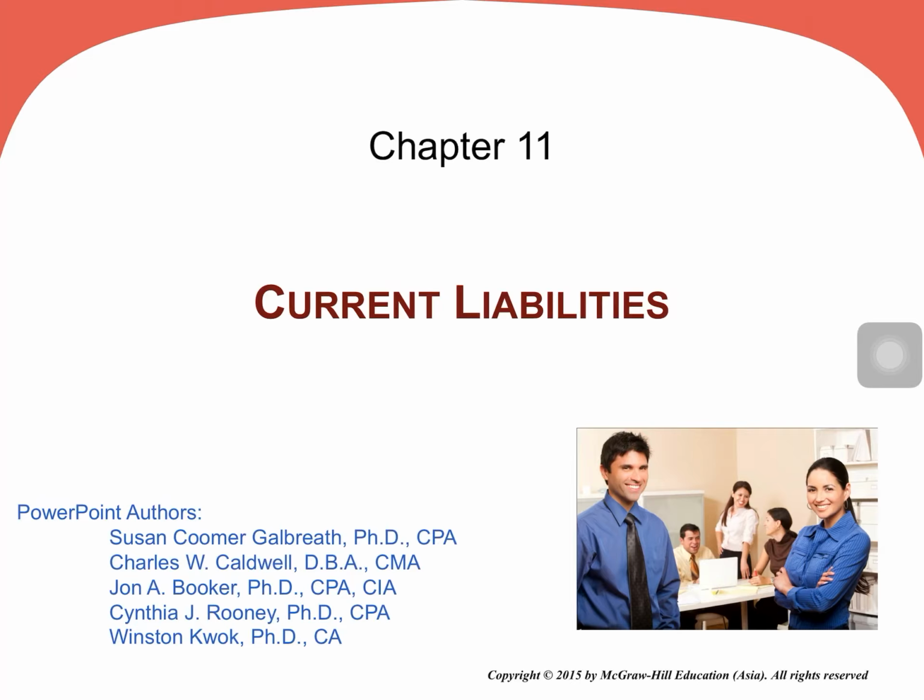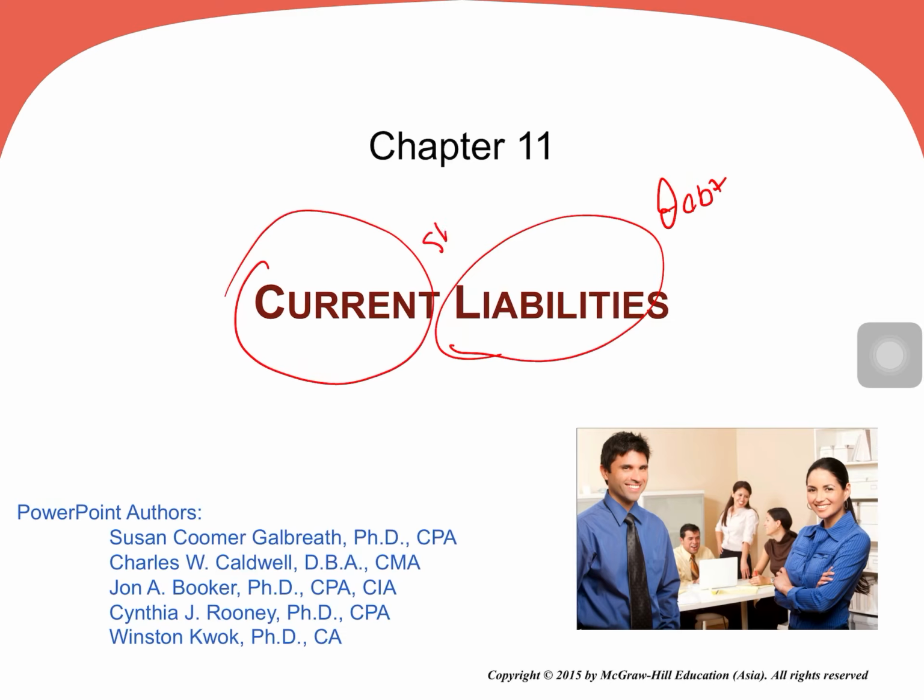So this is chapter 11, current liabilities. As we all know, current liabilities means debt. Current in here means short term. Short term in accounting usually means less than 1 year. So current liabilities is the short-term debt that you have, and you have to pay it within 1 year.